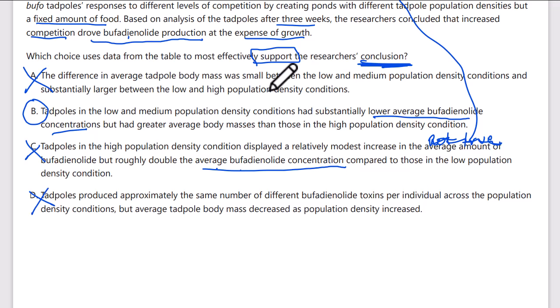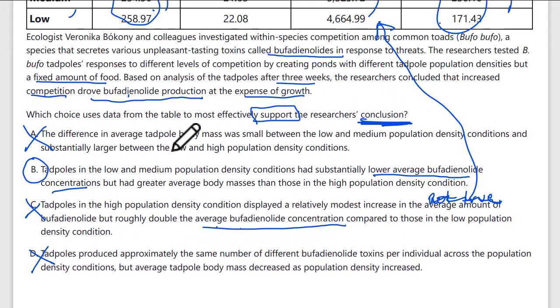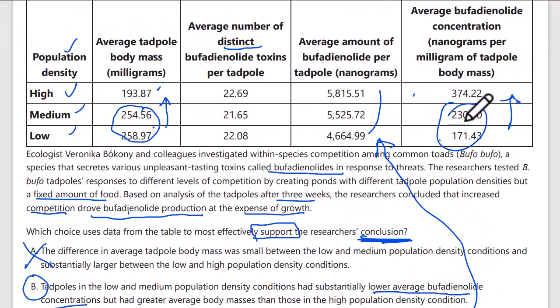I believe it's B. Let's go back and read it again, just given the different variations of the columns, which are a little confusing. Tadpoles in the low and medium population density had substantially lower toxin concentrations. That is true, circled right there. And that's significant because we want to find the production of the toxin at the expense of growth. So more toxin per amount of body mass, which is that last column.